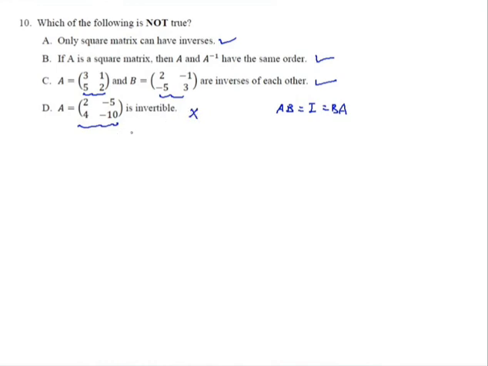አንድ ማትሪክስ ኢንቨርቲብል የሚባለው ዲተርሚናንቱ ከዜሮ የተለየ ከሆነ ነው. So የዚህ ዲተርሚናንት minus 20 plus 20, which is 0. ዲተርሚናንቱ የዚህ 0 ስለሆነ ኢንቨርስ አይኖረውም. So it's not invertible.